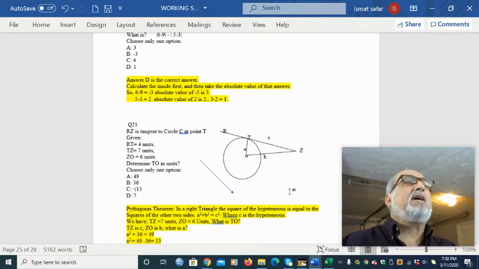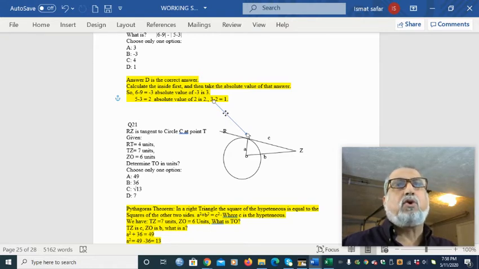Our take-off point is from here to here, from R to T, how much? 4 units. It can be 4 kilometers, 4 meters, 4 centimeters, and so on. And how much from this T to this Z, from point T to point Z? It says 7 units. And then Z to O, this point to this point O, which is the center of the circle, is 6 units.